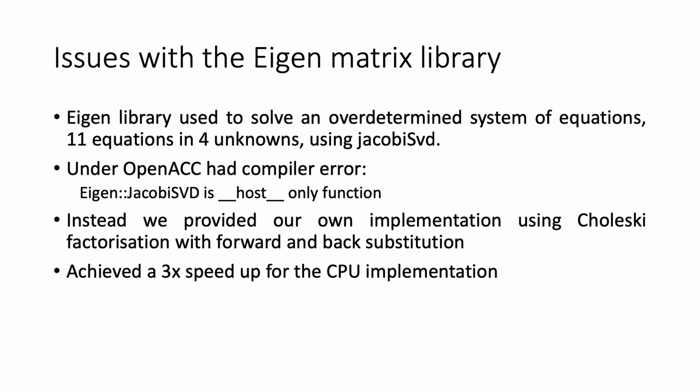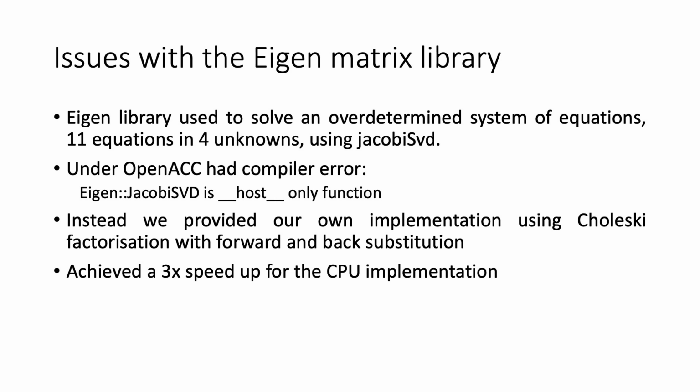The biggest problem we had trying to get the code running on the GPU was the Eigen matrix library, which was using the Jacobi SVD call to solve an overdetermined system of equations with 11 equations in 4 unknowns. And I thought that because that's a fairly small set of unknowns, it'd be appropriate to just use a Cholesky factorization and forward and back substitution.